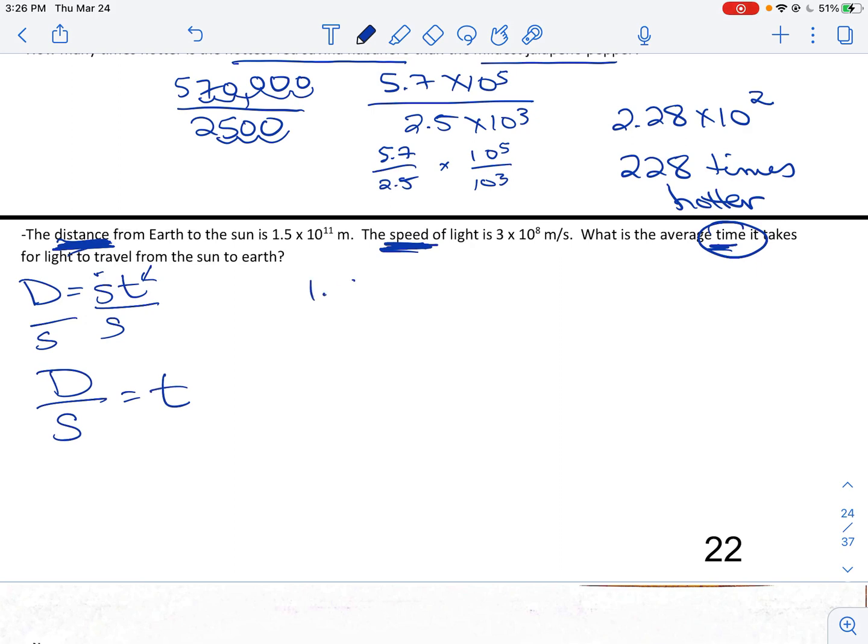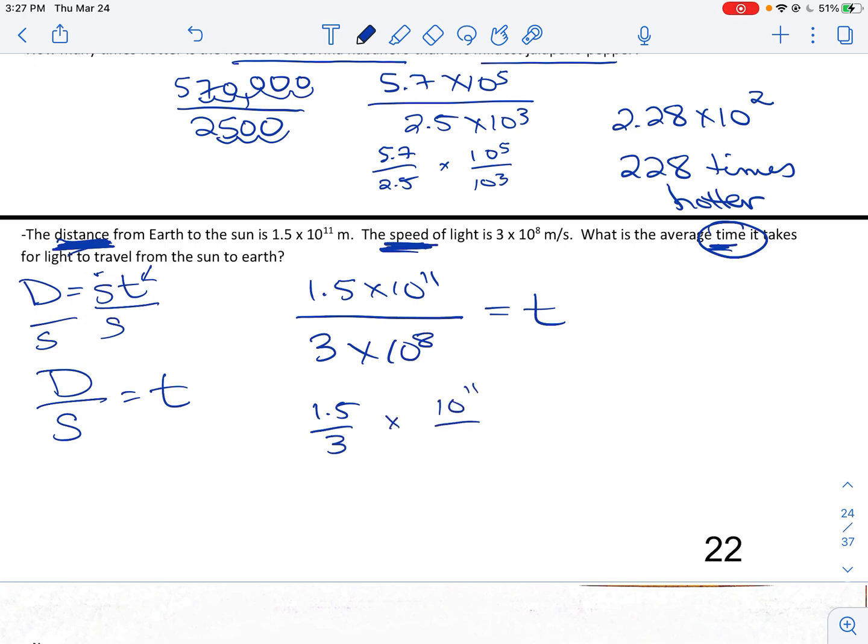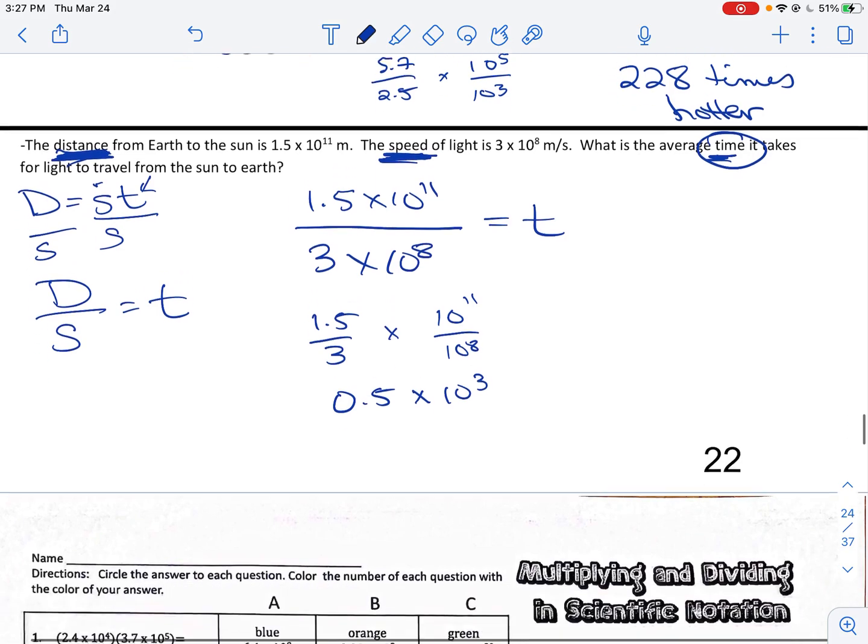So I'm going to take the distance, 1.5 times 10 to the 11th over 3 times 10 to the 8th, and that'll get me my time. So I'm going to take 1.5, and we're going to divide that by 3. And then we're going to take 10 to the 11th and divide that by 10 to the 8th. 1.5 divided by 3 is 0.5. And here we're going to subtract the exponents, so that's 3.